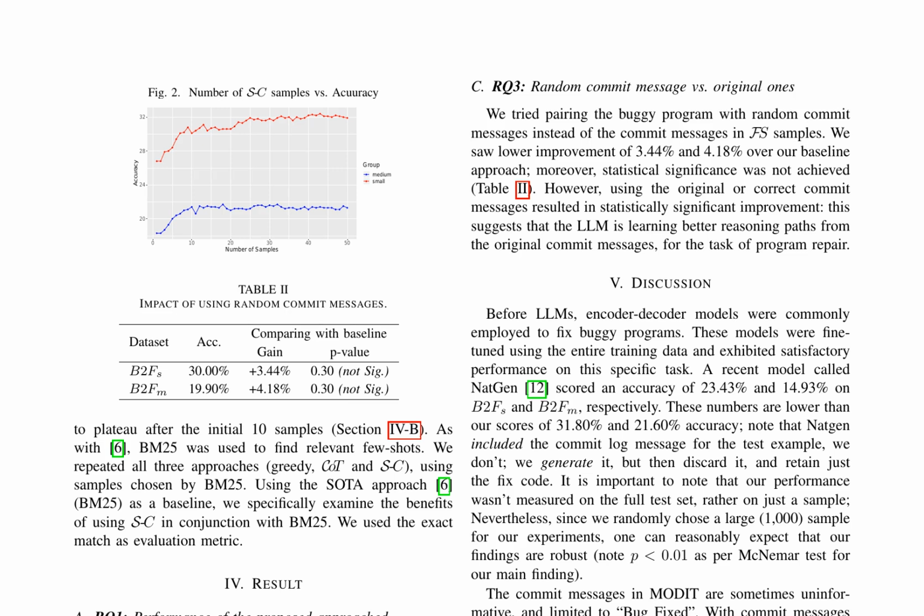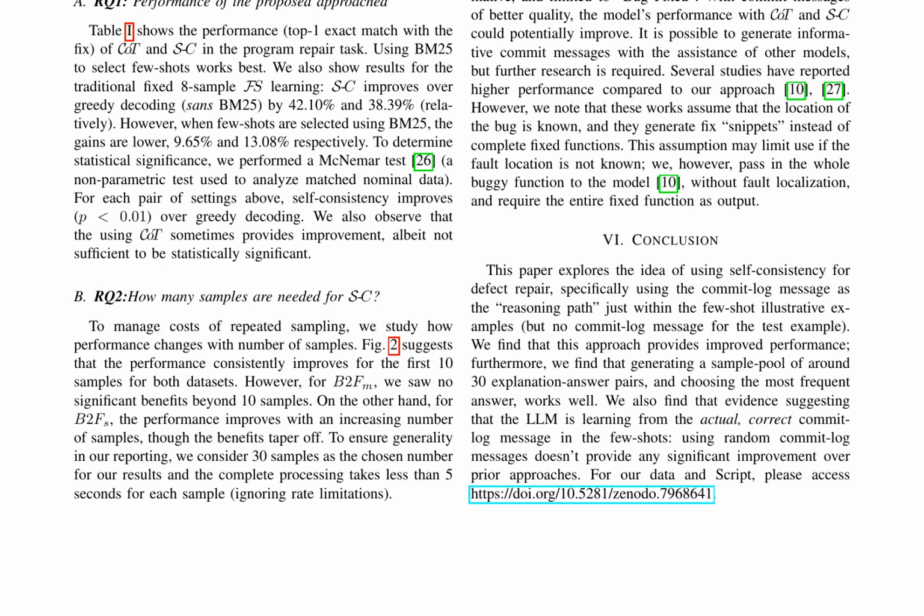The study reveals that CoT and SC significantly outperforms greedy decoding by 42.10% and 38.39% for the datasets B2Fs and B2Fm, respectively. However, when employing BM25, the improvements are less pronounced at 9.65% and 13.08%. A McNemar test confirms the statistical significance of these enhancements.